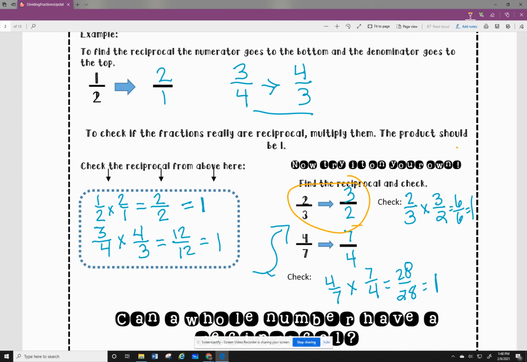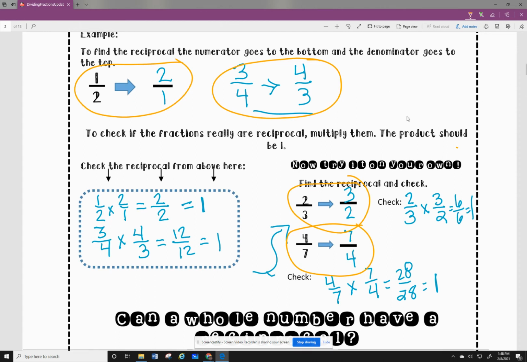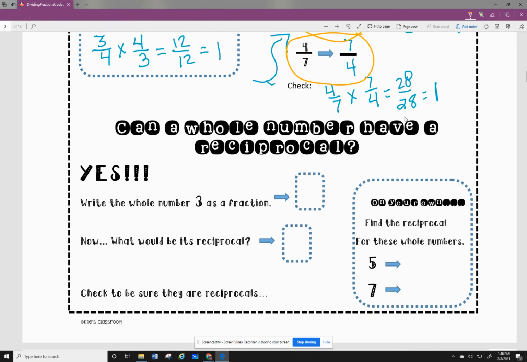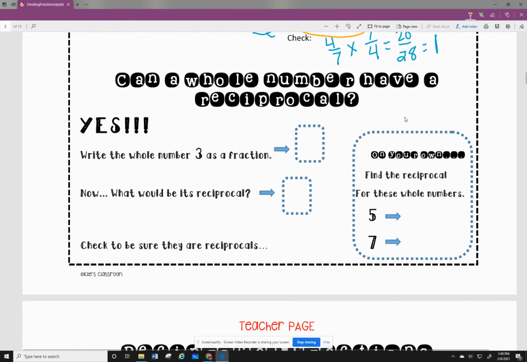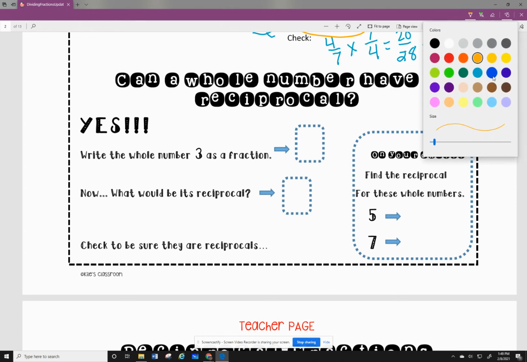Those are reciprocals. These are reciprocal fractions, and these are reciprocal fractions. But sometimes the numbers that we deal with aren't actually fractions. Sometimes they're whole numbers. And we need to figure out, can a whole number have a reciprocal? And the answer is very simply, yeah, it can.